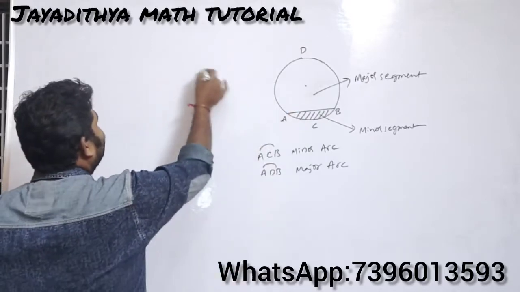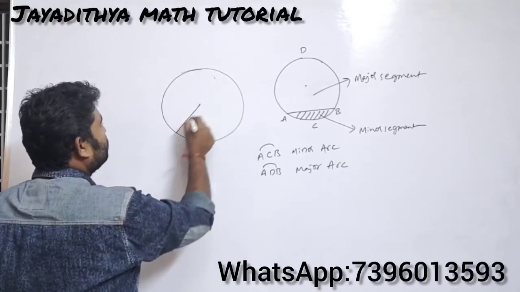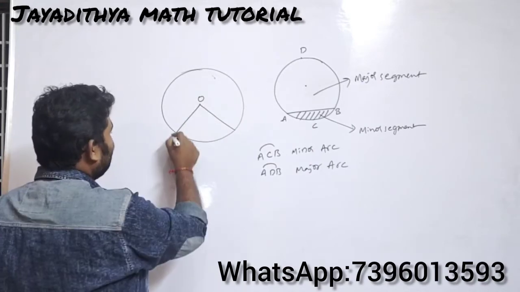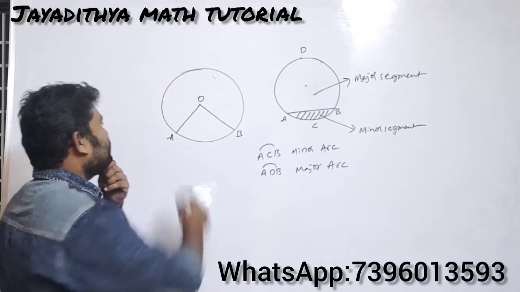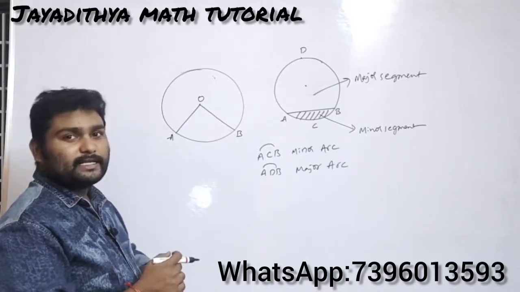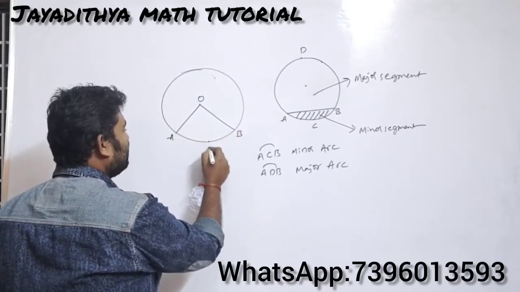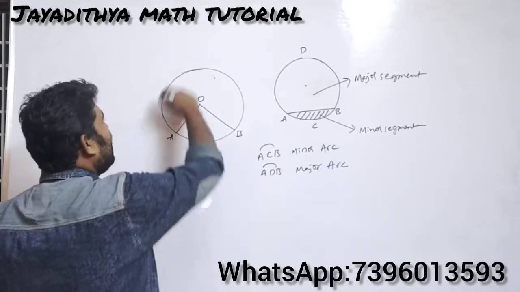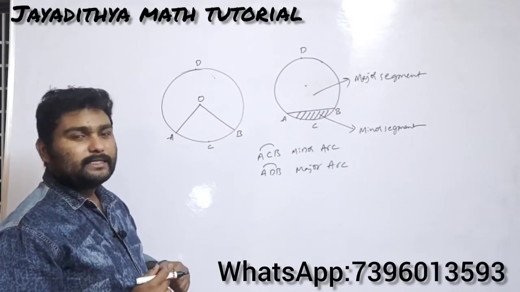In the same way, see here. Let us think this is the center of the circle, and A is a point on the circle and B is also a point on the circle. So here OA is the radius and OB is also the radius of the circle. And if you observe here, again you have one arc. Let us mark a point C here. Now ACB is again the minor arc, and mark a point D here, and ADB is the major arc.